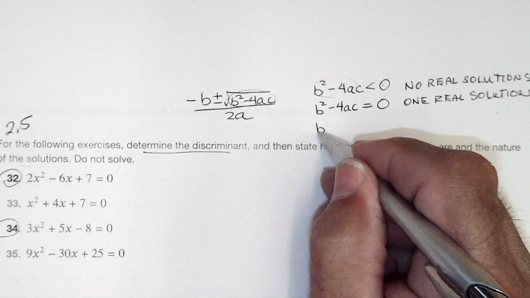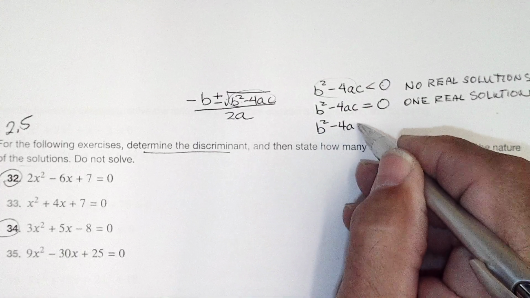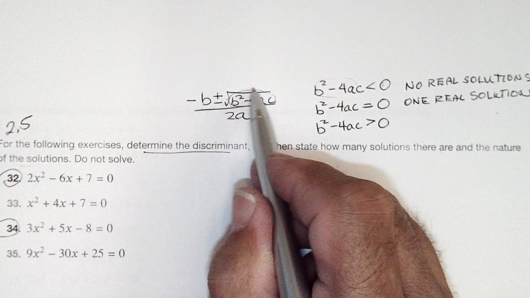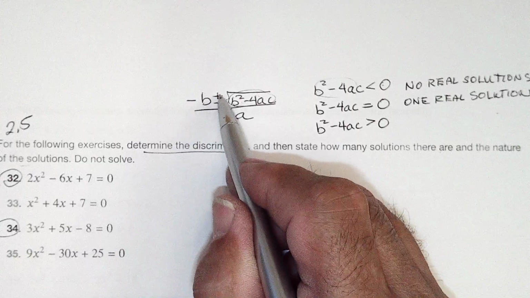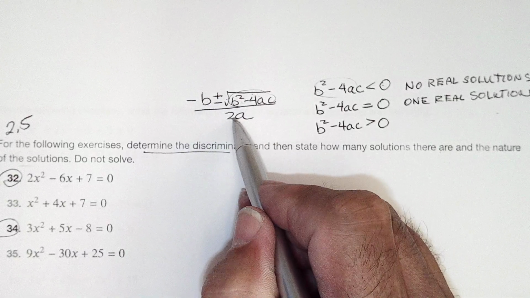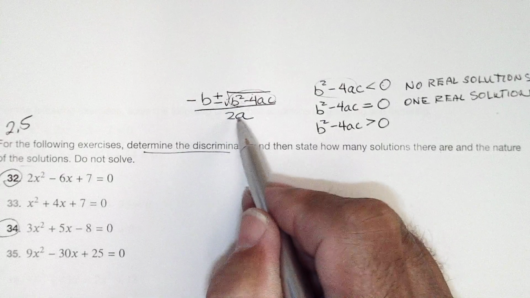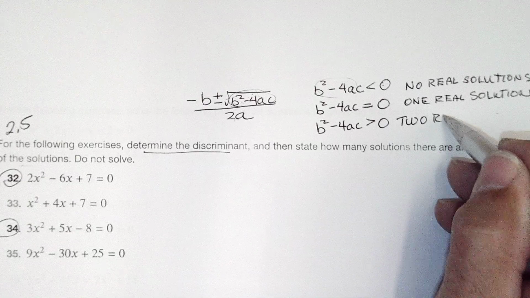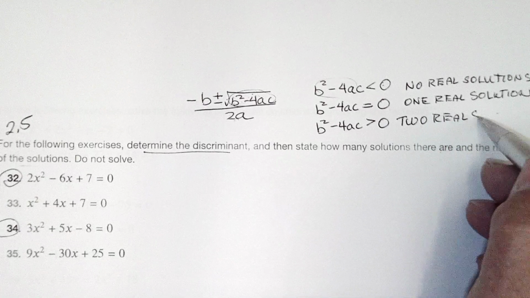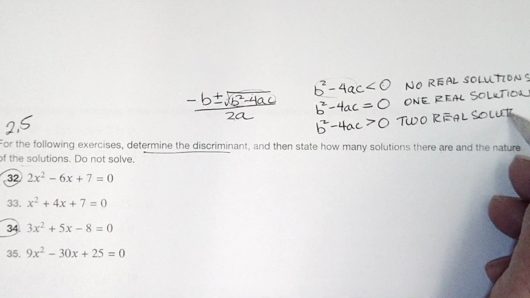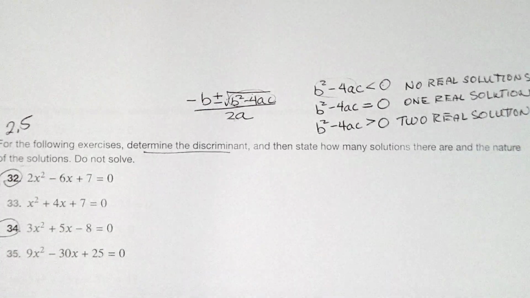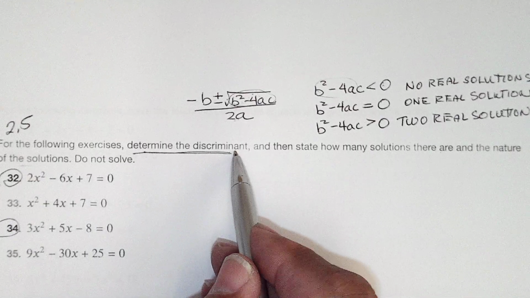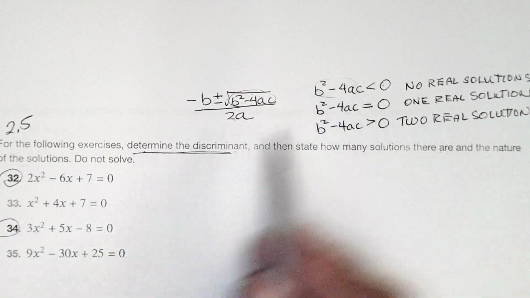And if b squared minus 4ac was greater than 0, then you'd have a number here. And so you'd have minus b plus that divided by 2a, and minus b minus that divided by 2a, and you'd have two real solutions. So all we have to do here is figure out what the b squared minus 4ac is.